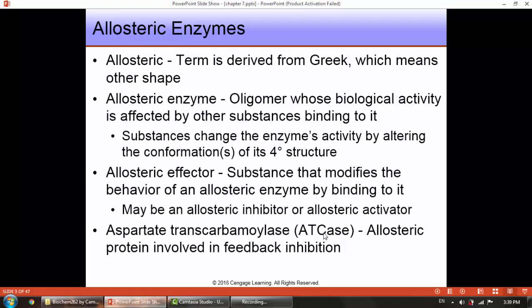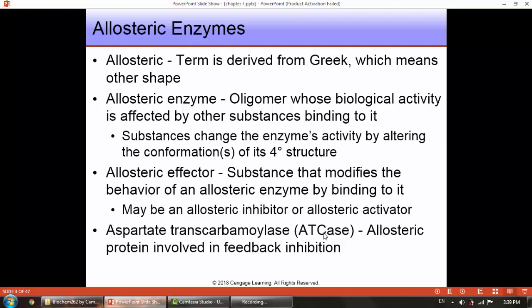Now, to talk about allosteric enzymes. In the previous chapter, we talked about enzymes that obey the Michaelis-Menten kinetics, where they produce a hyperbolic type of curve when we plot velocity versus substrate concentration. But today we want to talk about other enzymes, allosteric enzymes, enzymes that behave differently, enzymes that give us the sigmoidal type of curve when we plot velocity versus substrate concentration.